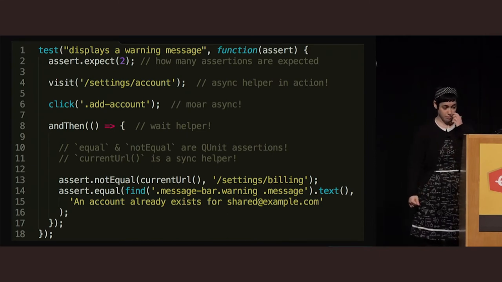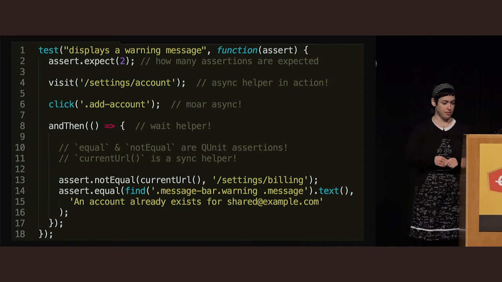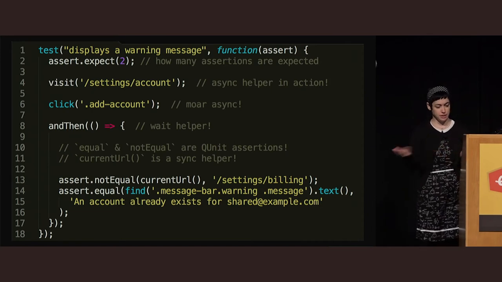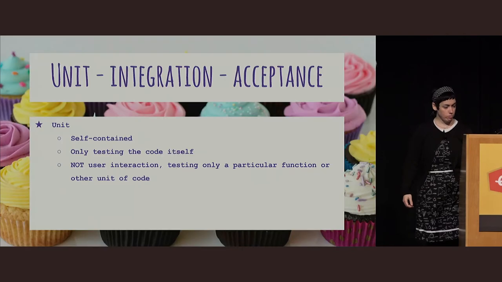We have our QUnit assertions. We're asserting that the current URL is not equal to settings/billings and that the warning message selector text is an account already exists for shared at example.com. So that's some examples of those helpers in action.